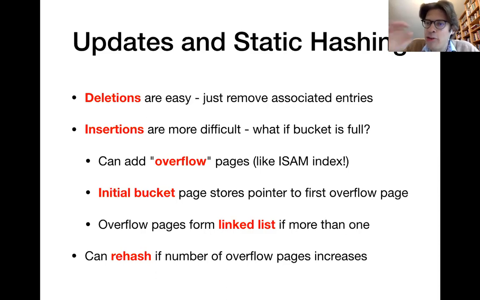So in that case, the first overflow page would store a pointer to the second overflow page. The second overflow page stores a pointer to the third one, and so on. So you will get a linked list of overflow pages in the end. At some point, that becomes inconvenient with so many overflow pages. So what you can do at this point is just recreate the entire index from scratch. You rehash every entry that you have in your index, and then you can avoid overflow pages again. But that, of course, is an expensive operation.